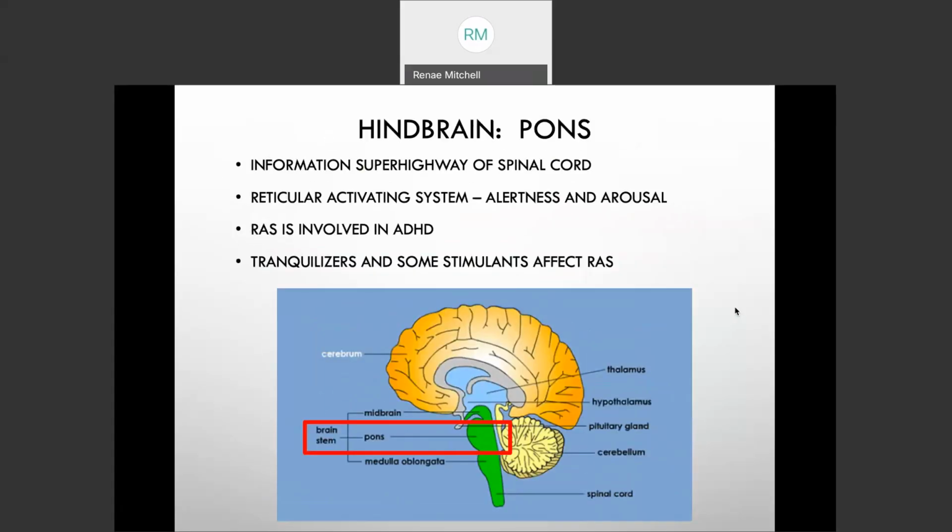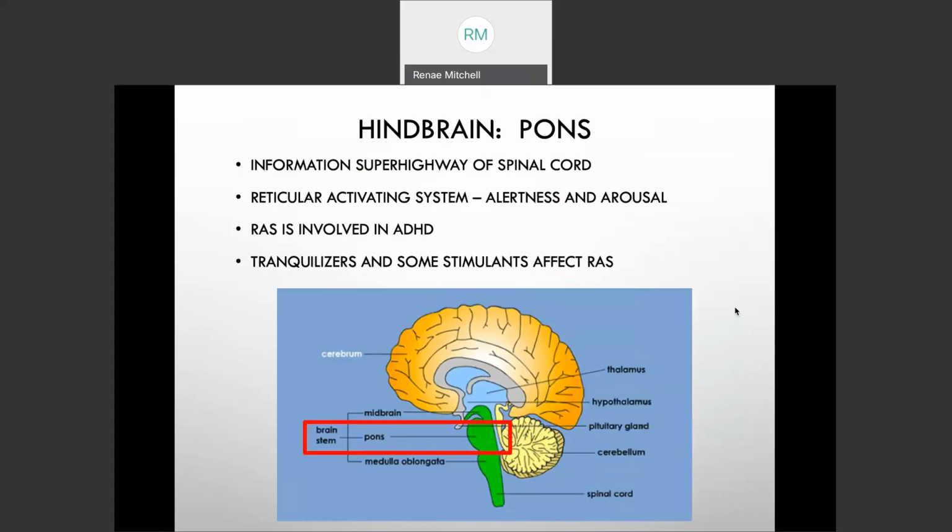And then a third important component of the hindbrain is the pons. This is the part of the brain that really allows information to move from the spinal cord up through the rest of the brain. Its function is really this kind of information channel, to get information from the rest of the body to the brain and vice versa.